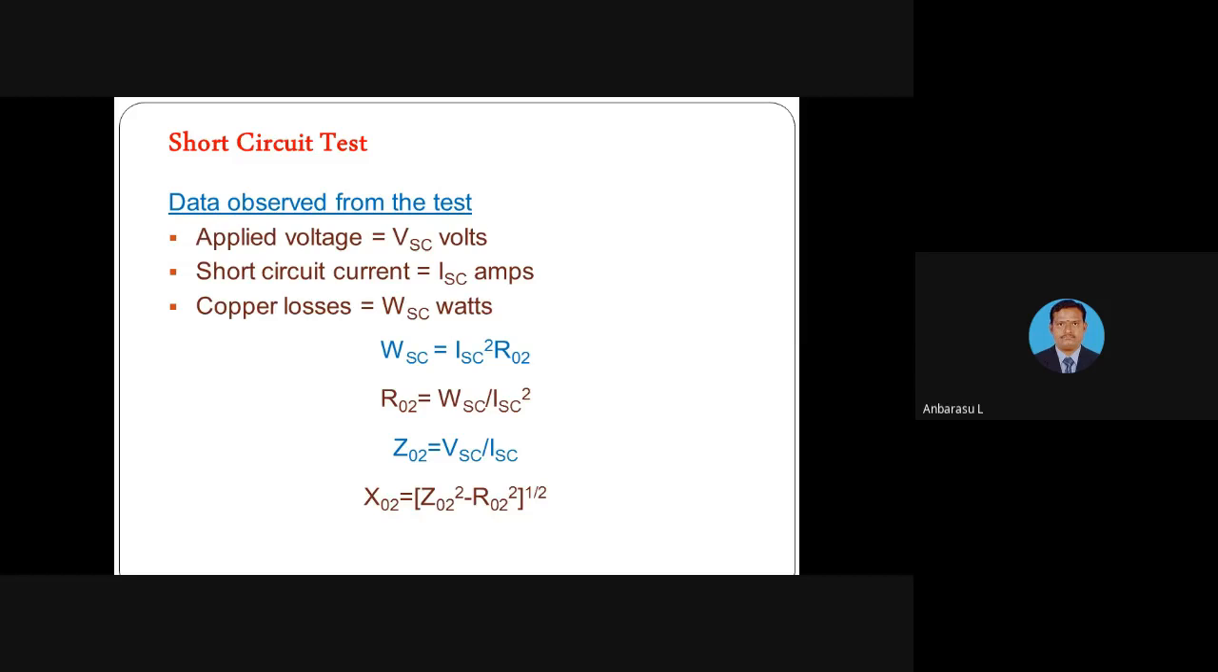Z02 equals VSC by ISC. By means of the wattmeter and ammeter, two parameters are available, and the only unknown parameter is R02, that is R02 equals WSC by ISC square. From that R02, we can determine the X02 value also. We know that in an AC circuit, Z equals V by I, that is Z02 equals VSC by ISC. Then X02 equals the square root of Z02 square minus R02 square.